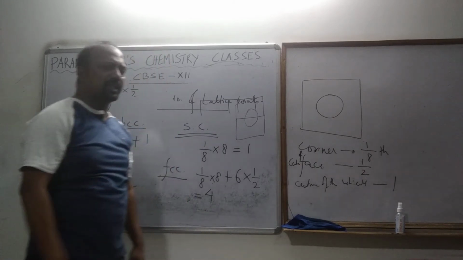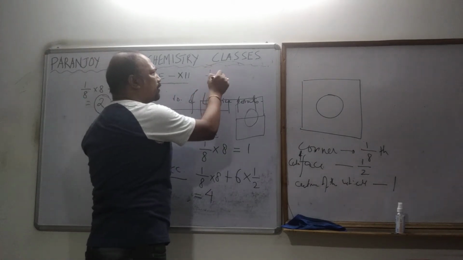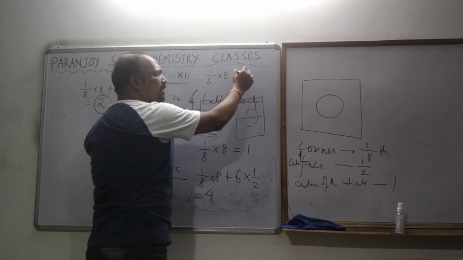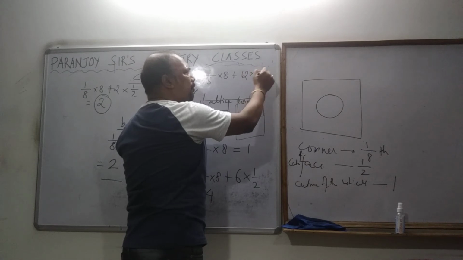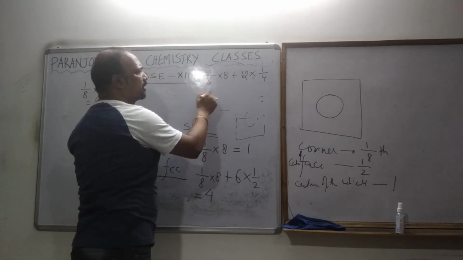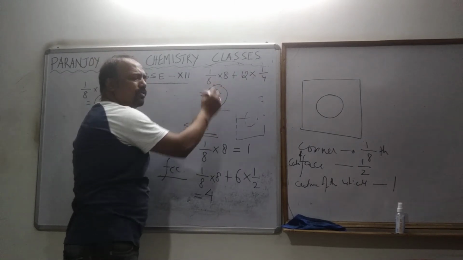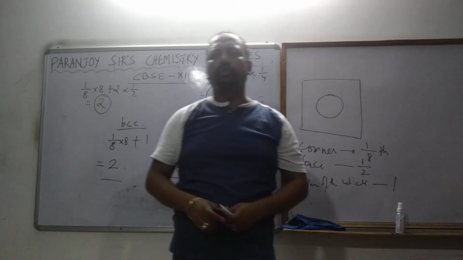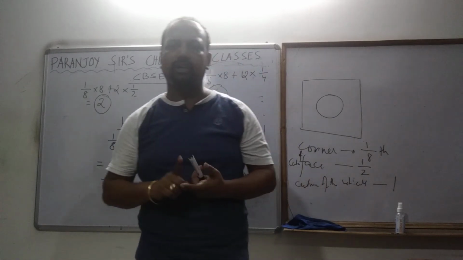So what is the effective number for the edge centered? 8 corners means 1/8 into 8, plus how many edges are there? 12 edges, and 12 into 1/4. So that is 1 plus 3, which equals 4. So the effective number for this particular case is also 4. Did you understand the effective number? You tell me that first.